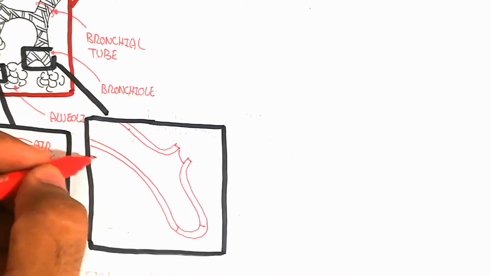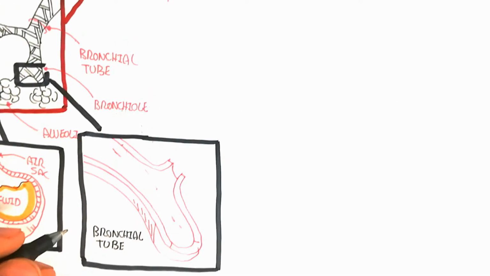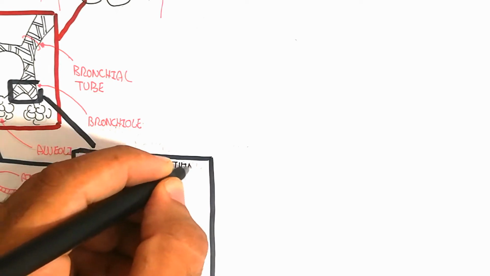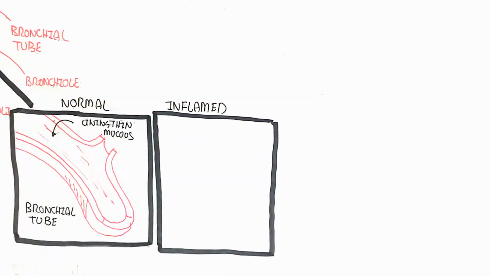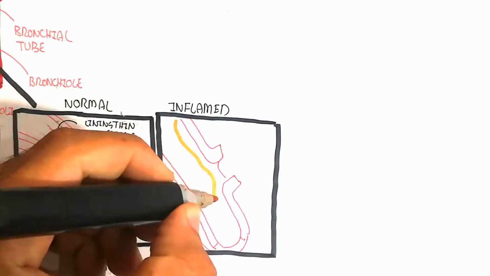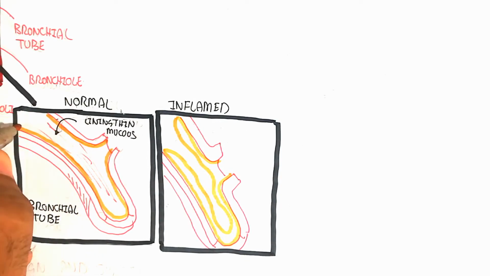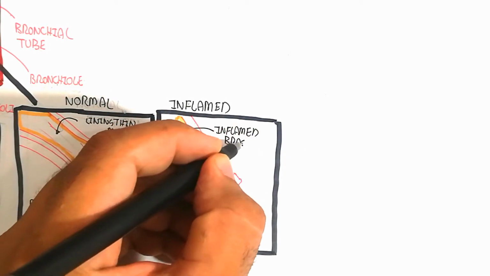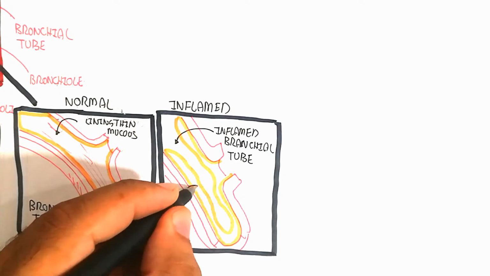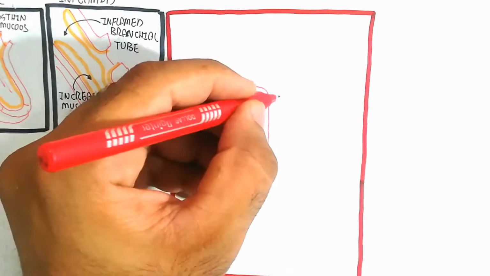So how is it possible? The fluid is already present, but in a little amount. This is known as mucus. A thin lining of mucus is present in the normal air sac or bronchiole. Here you can see the inflamed bronchiole, which contains a rigid cartilage structure, a pipe-like structure, with increased mucus and an inflamed bronchial tube.